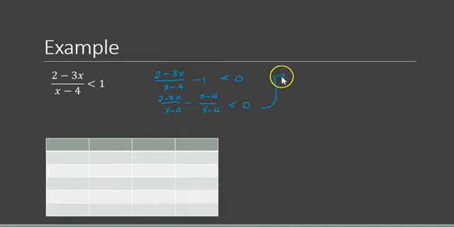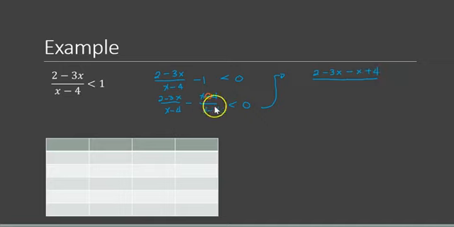Let's continue here. So you have 2 minus 3x minus x plus 4. Please don't forget that you're going to also change the sign of this one. Okay, not only this one, but you also have to change the sign of this. So positive becomes negative and negative becomes positive.